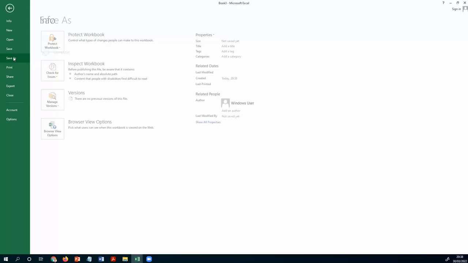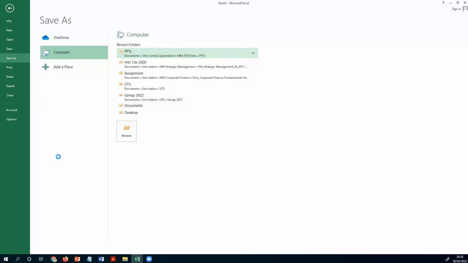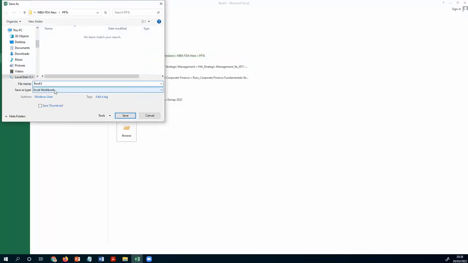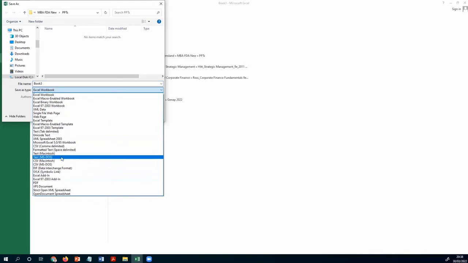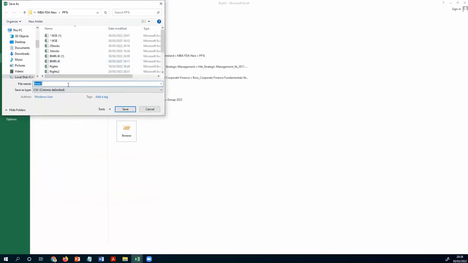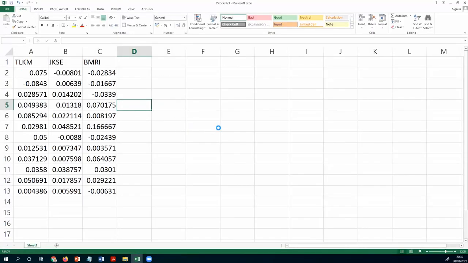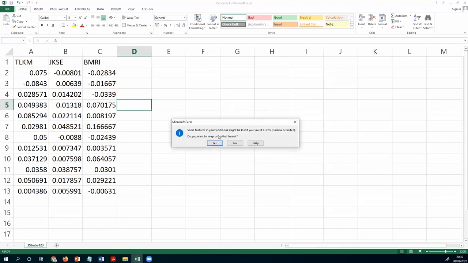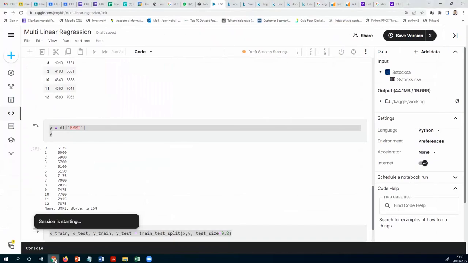File, save as, CSV comma delimited. Let's name it 3 stocks. Okay, close, save. Yes. Let's run all. This is the multilinear regression.